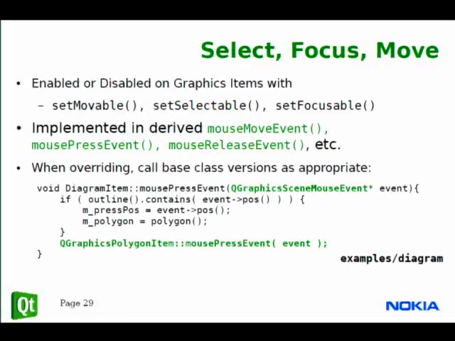Now, when we select, focus or move a graphics item, the actual code that implements that is in our base class event handlers: mouseMoveEvent, mousePressEvent, mouseReleaseEvent. So, if we are going to override any of these methods, we have to make sure that we call the base class versions as well. Otherwise, we won't be able to select, move, and focus as we were able to before.